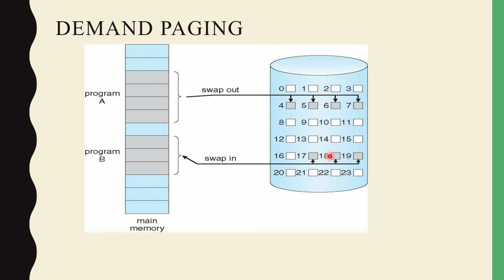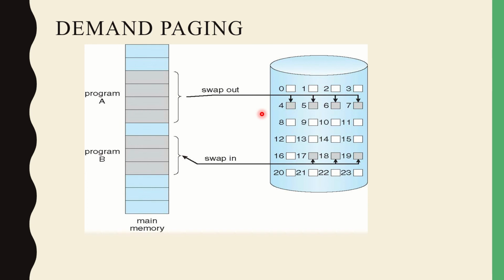First it will be loaded from program B, in the form of pages. Those pages of program B will be copied to the main memory frames. This copying of program B's pages to the main memory frames is called swapping in. Copying from the secondary storage to the main memory is called swap in, and deleting your content from the main memory and copying it back to your secondary storage devices is called swap out.